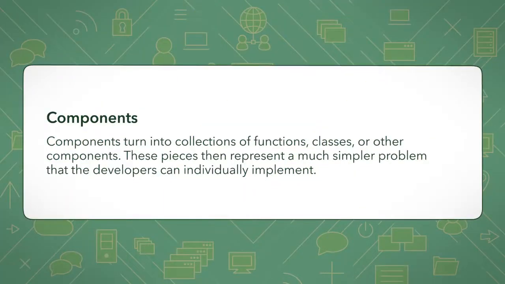Components, when they are refined enough, turn into collections of functions, classes, or other components. These pieces then represent a much simpler problem that the developers can individually implement. You can easily imagine that larger systems require more design time. With large systems, there are also more components, connections, and responsibilities to keep track of. And since these components themselves will be big, they will be refined to many more components before the design can be detailed.